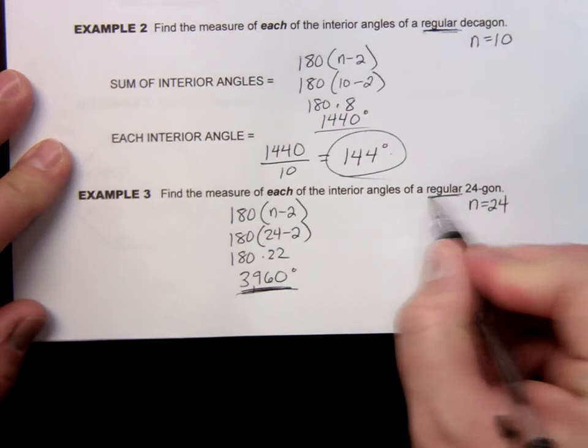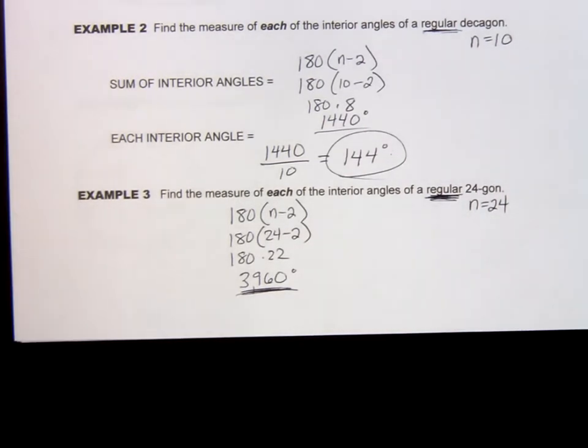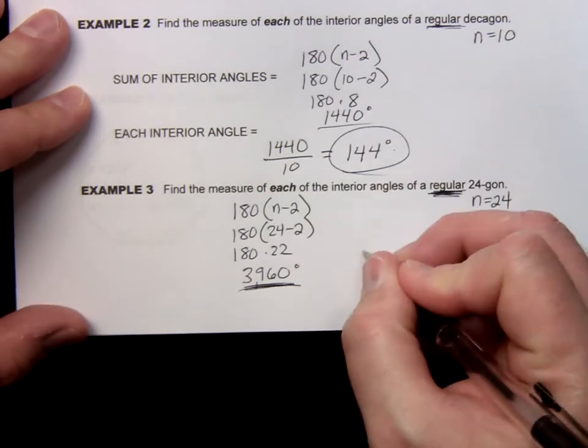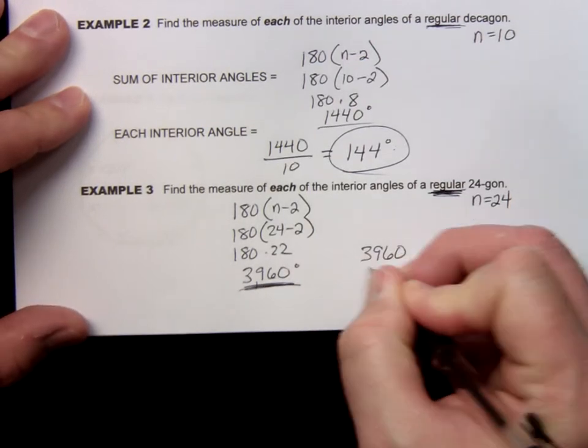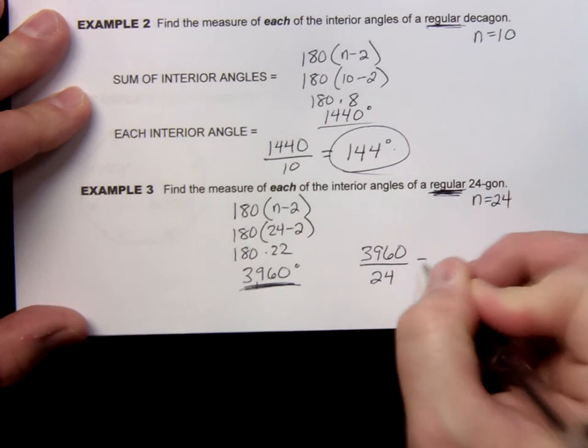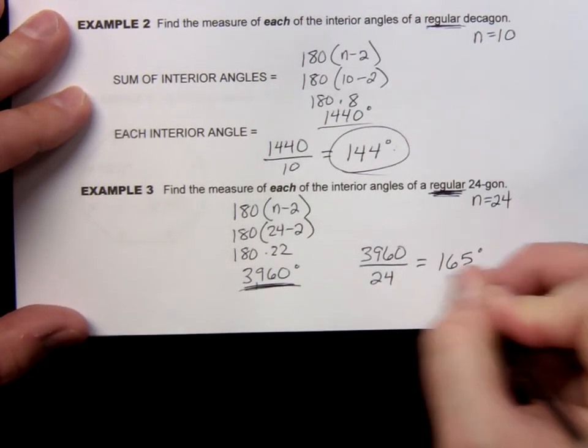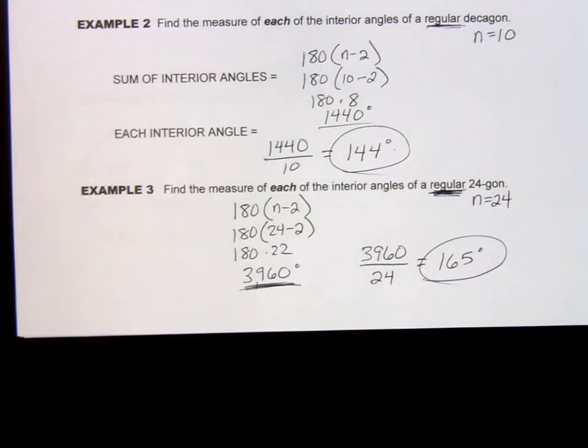And all those angles are congruent because this is a regular polygon. So I got 24 congruent angles adding up to this number. If I want to know what each individual angle is, I just take that total and divide by 24. We find out that each individual angle is 165 degrees.